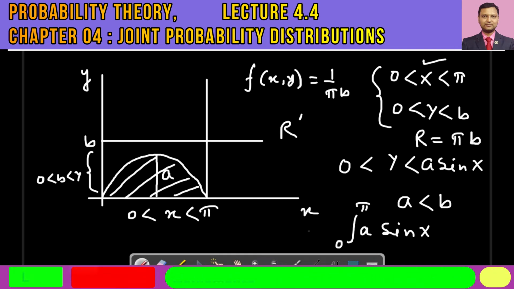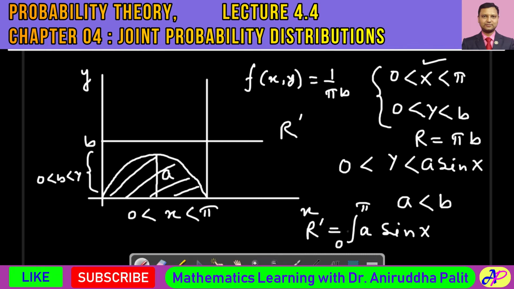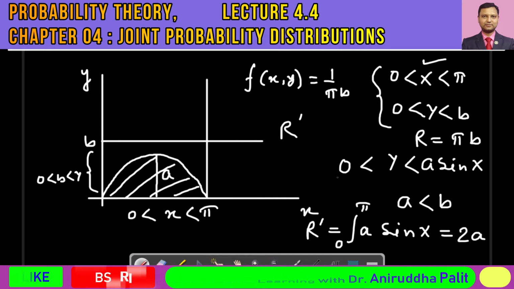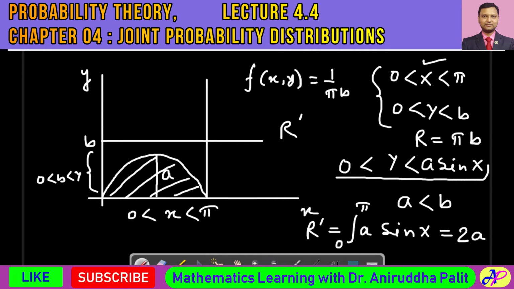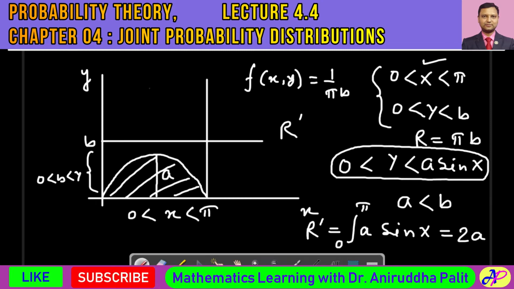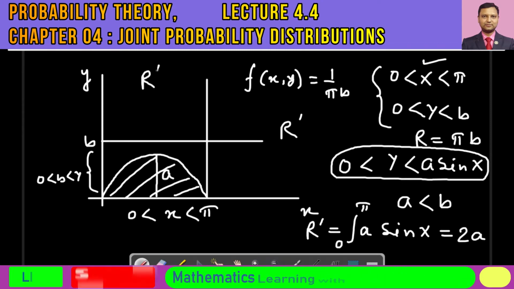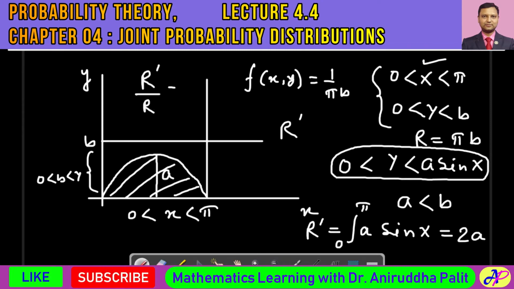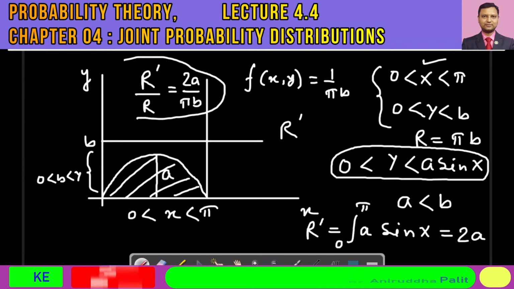Ultimately, you will get the value of this R prime. So what is R prime? If you integrate it, you will get R prime equal to 2a. Clear? So the required probability, the probability that this relation is satisfied, would be R prime divided by R, that is 2a divided by R, meaning pi times b. So in this way, you can find the probability of the required event.